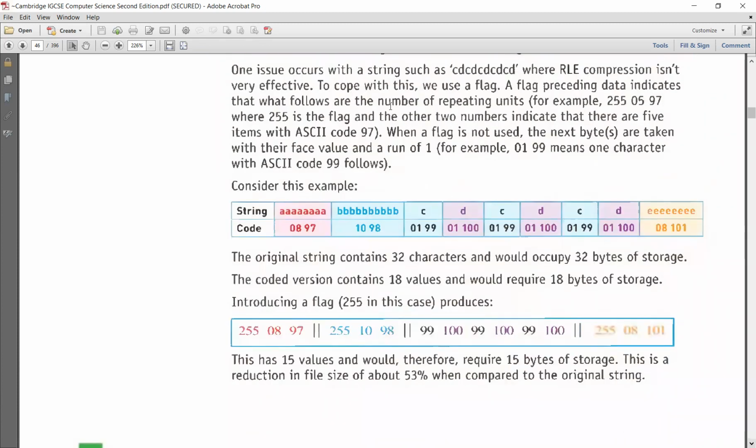Another case is if string data is composed of some characters that are repeated and some characters that are non-repeated. In this case, a flag is used. You can see the repeated characters are marked with the value 255 as a flag, and on the contrary, the non-repeating ones are written as such. For example, CD, CD, CD appear separately without a combination, so they are written as 99 100, 99 100, 99 100, and all others are written with the flag value.